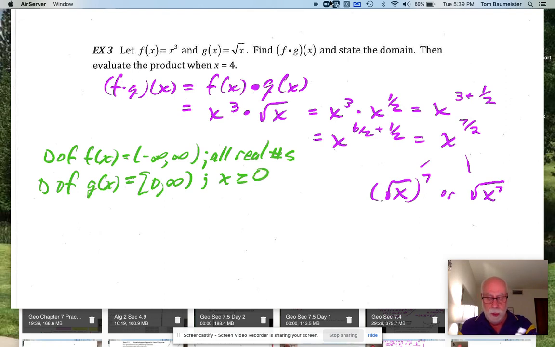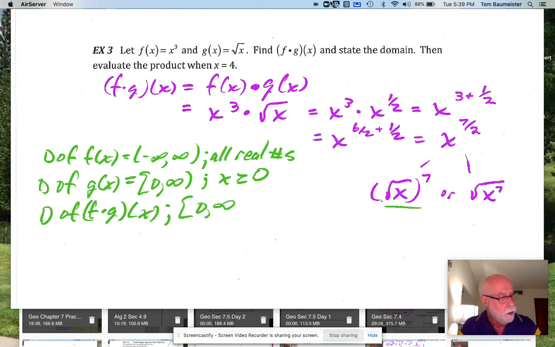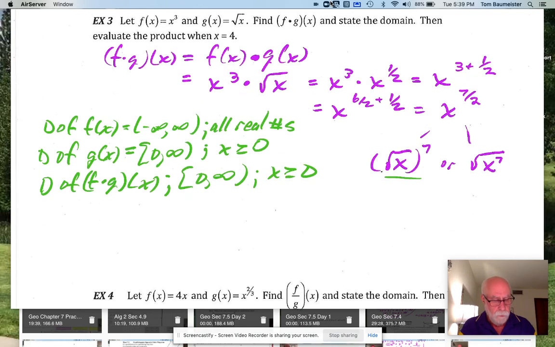And same thing here. If I look at that one there, that's telling me that I can't have a negative under the radical. So there I'm going to have, again, the domain of f times g of x. That'll be 0 to infinity, or again, x is greater than or equal to 0. And then they want us to do it when it's 4.